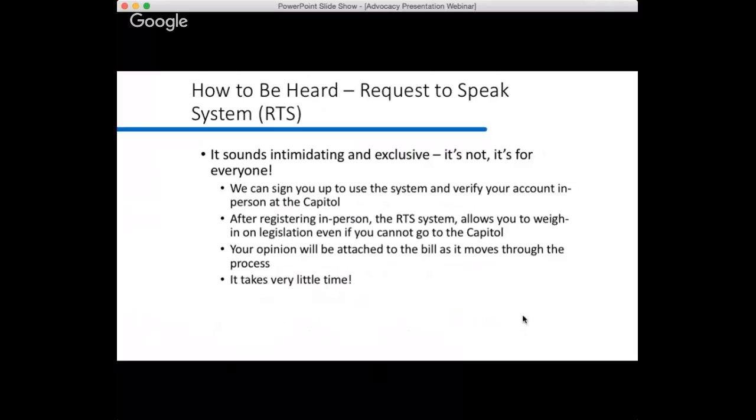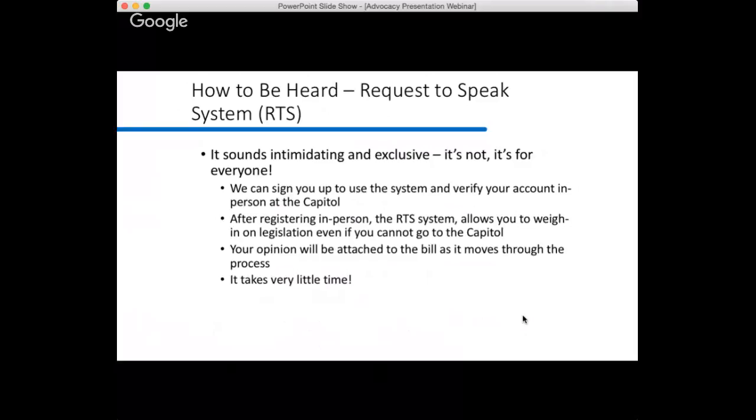So request to speak sounds super intimidating and exclusive. Like if you use it, you will have to testify in a hearing or committee. And that's not what it is at all. It's for everybody. So basically what the request to speak system is, is a system that allows anybody from anywhere in the state to electronically log their opinion on a piece of legislation in.